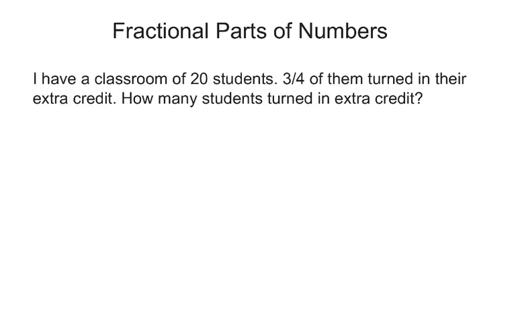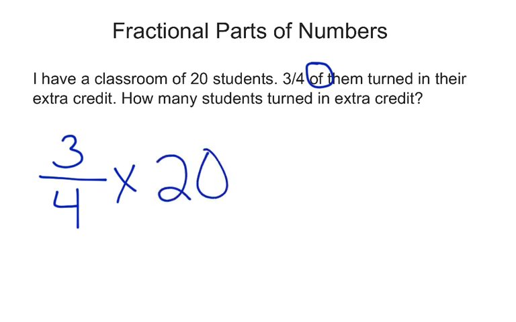Let's take a look at a story problem. I have a classroom of 20 students. 3/4 of them turned in their extra credit. How many students turned in extra credit? Well, it says 3/4 of them. If you remember, "of" means times. The "them" that we're referring to is the 20 students. So 3/4 of the 20 students. So it's 3/4 times 20.